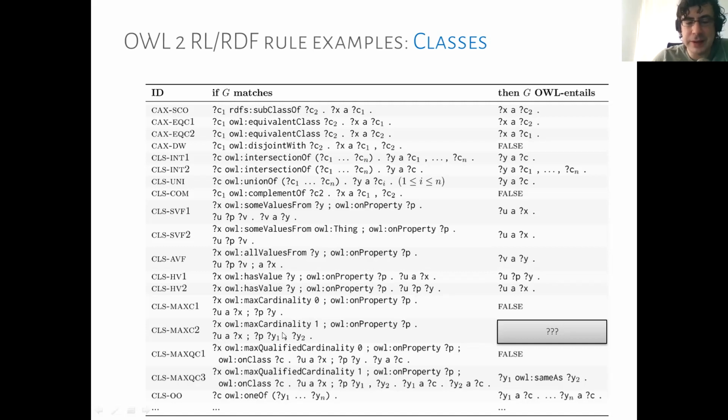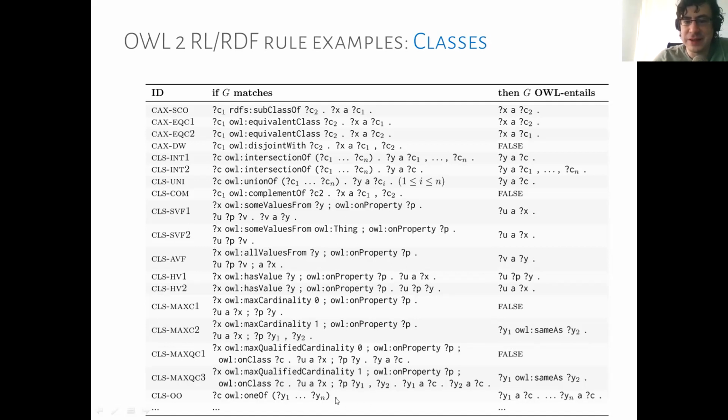We'll take this example here of max cardinality. So we say that we have a class that has max cardinality 1, at most one value for a property P. And then if we have something that is an instance of such a class, and if it has multiple values for P, then we don't say that this is inconsistent. Rather, we say that those values must be the same. Y1 same as Y2.